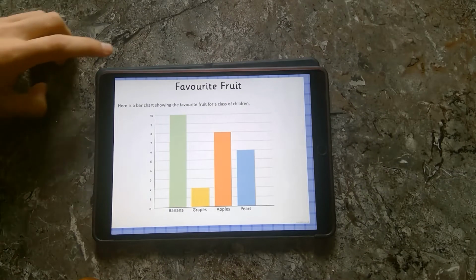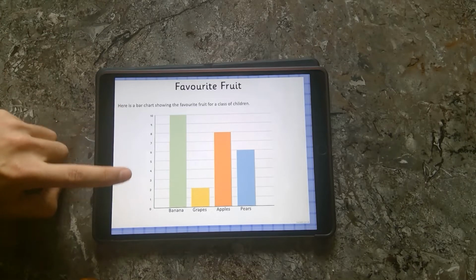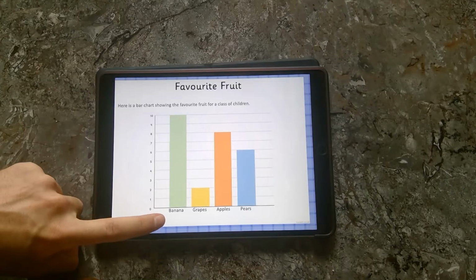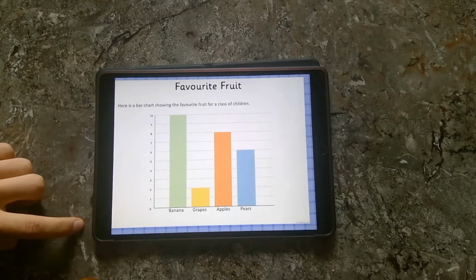I'll explain that again. We've got our title at the top. This one's got a little sentence. We've got the numbers up the side. We always put the numbers at the side. And along the bottom, we've got the name of the fruit, the name of the thing that we are counting.